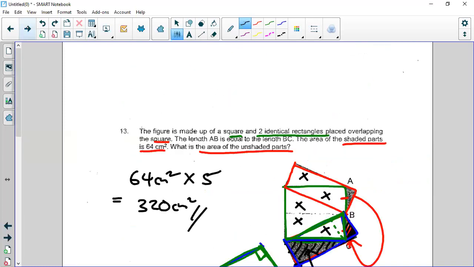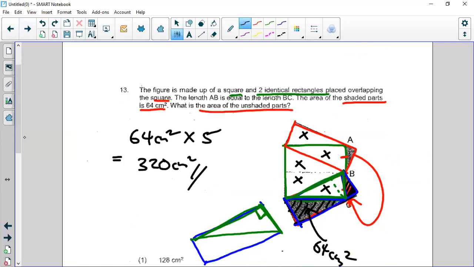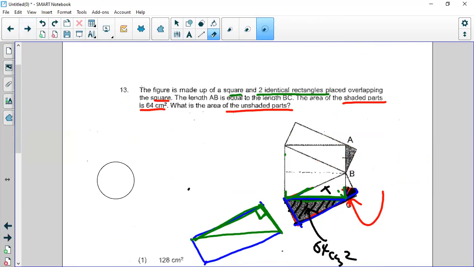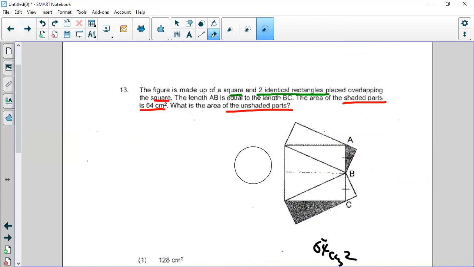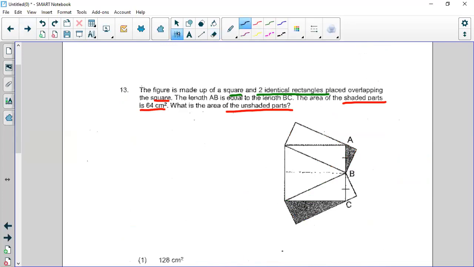All right, so let's look at this. Okay, now this one, I will need to explain this again. The figure is of a square. There's a big square inside, and there are 2 rectangles that overlap on the square. AB is equal to BC. If you think carefully, this figure is actually symmetric. So what's the area of the unshaded part?